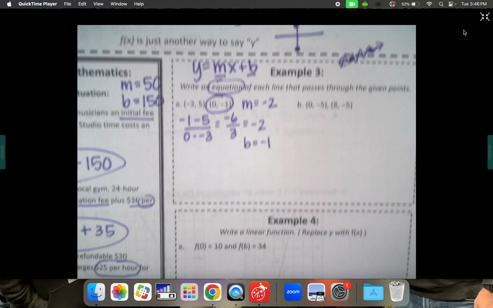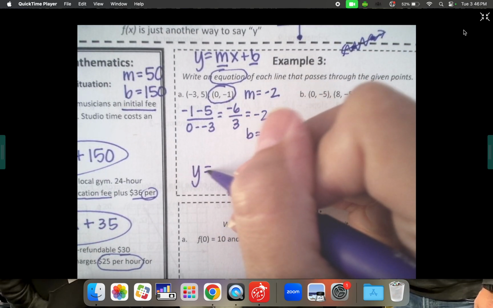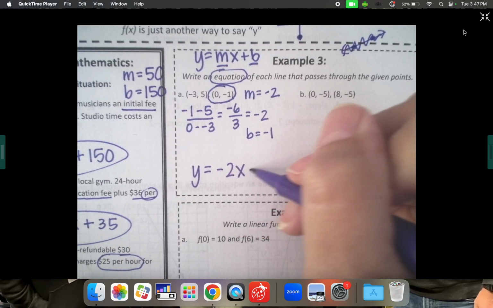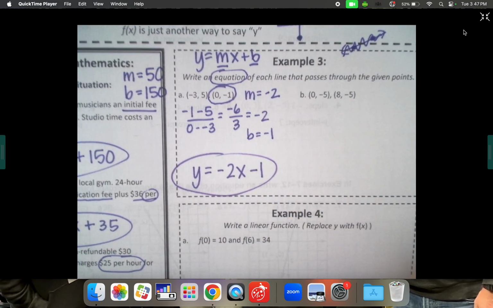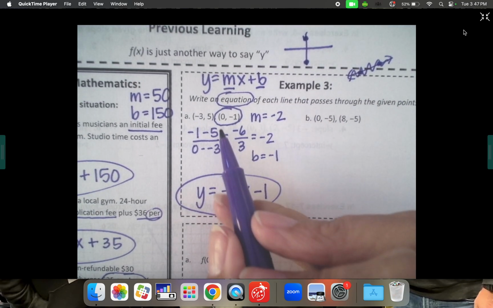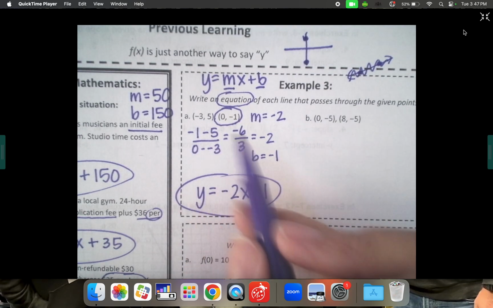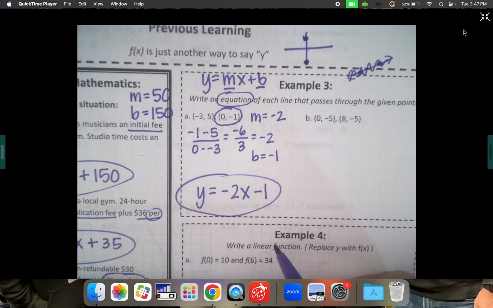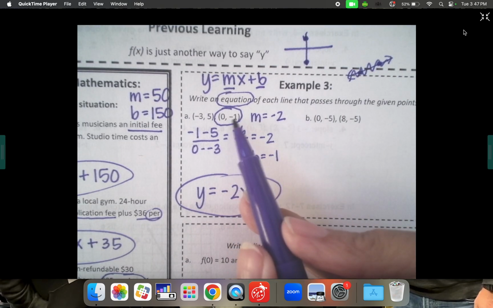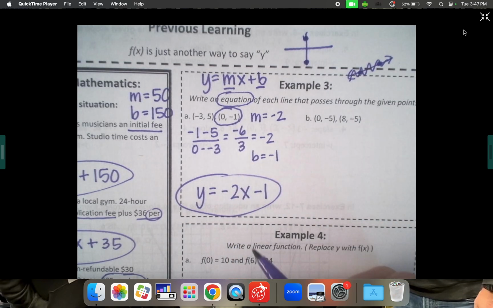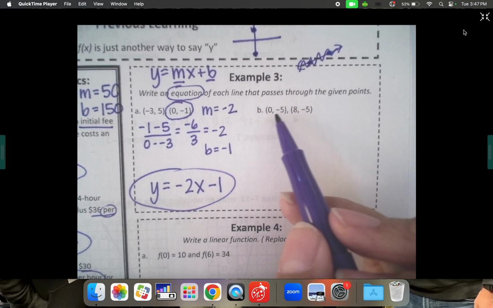So I'm going to put it all together. Y equals -2x minus 1. There's going to be a time very soon that I don't give you a nice and neat 0 comma something, and we're going to have to calculate it a different way. But for today, you got a 0 there. Whatever number is next to the 0 is your y-intercept. So that's going to make it really easy here too.